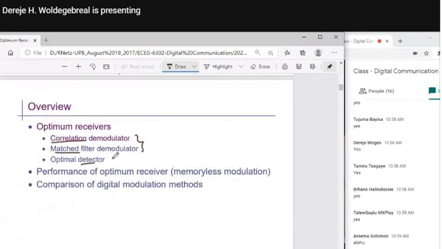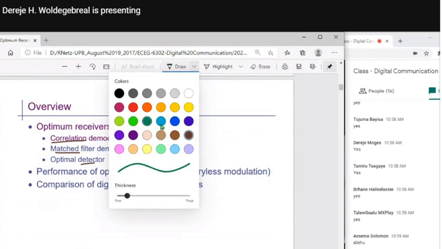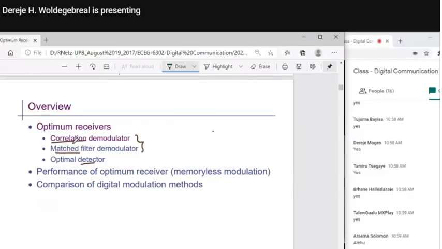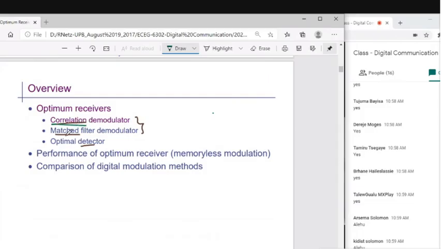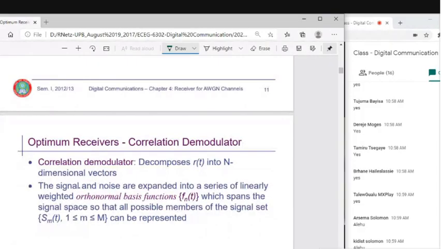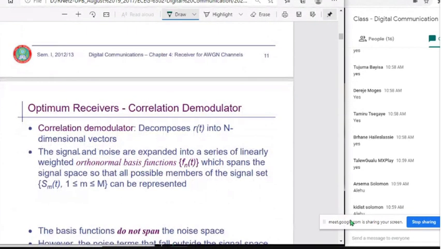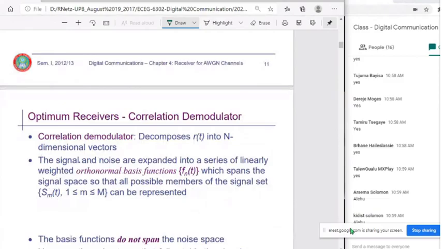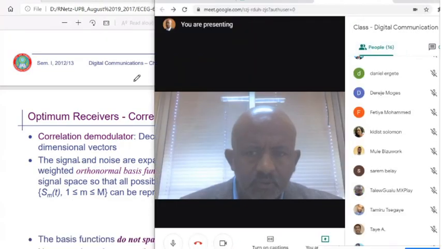Okay, so on the demodulator side, there are two parts. There are two ways of implementing the demodulator. One is a correlation type, and the other one is a matched filter type. And let's see each of them one by one.